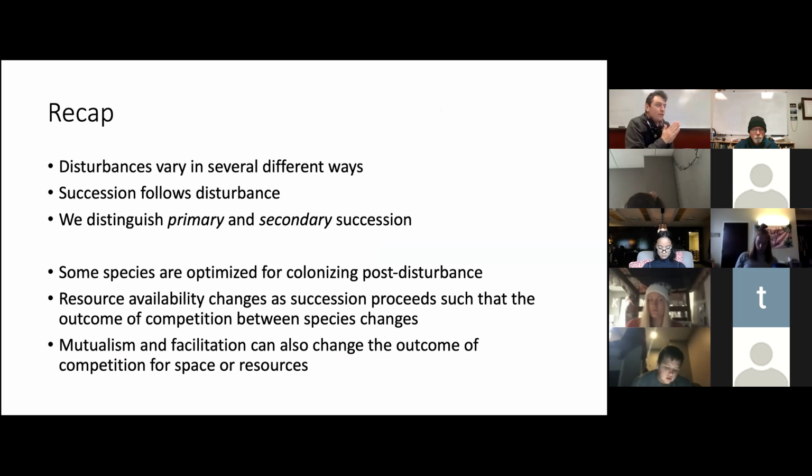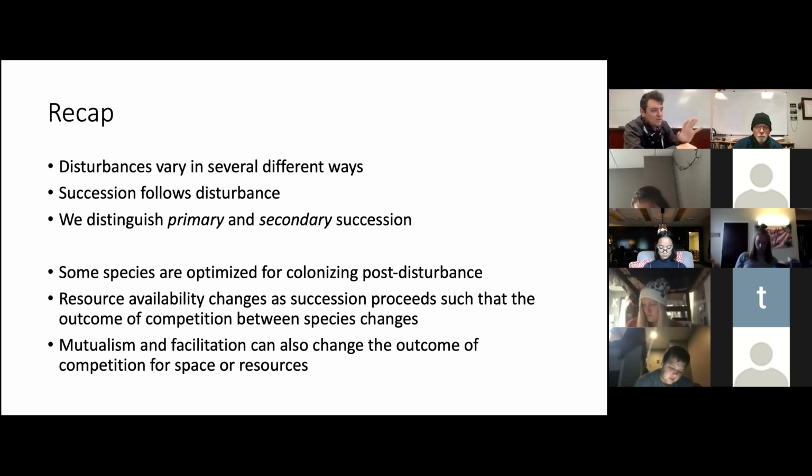So a recap from last time to this time. Disturbances vary in several different ways, and we want you to think about the disturbance space, know about those different dyads, know that succession follows disturbance. That's what distinguishes succession from other kinds of community change. Communities can change all the time.